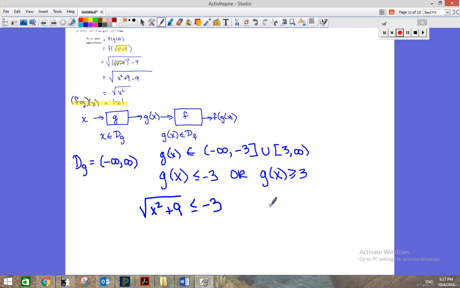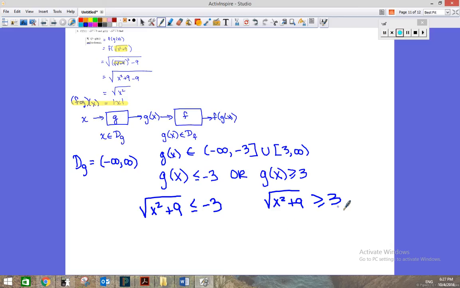So let's take a look at it. The square root of x squared plus 9 greater than or equal to 3. Is that always going to be true? Well, yeah, it's always going to be true, because if we look at this, x squared, the smallest it's going to be is 0. It's never going to be negative. So if this is 0, we've got 0 plus 9, and 0 plus 9 is 9, and the square root of 9 is 3, and 3 is bigger than or equal to 3. So we're good here.